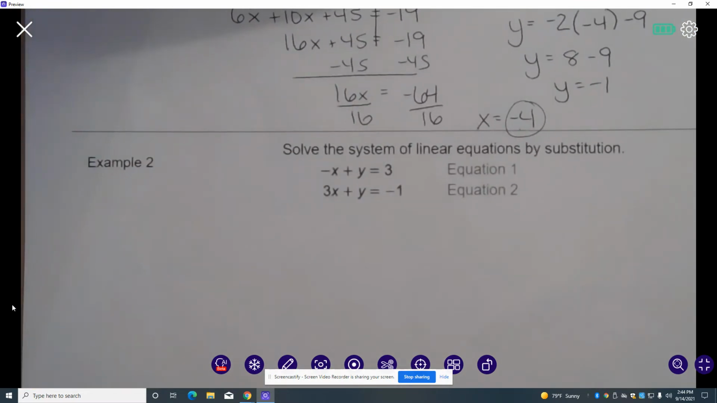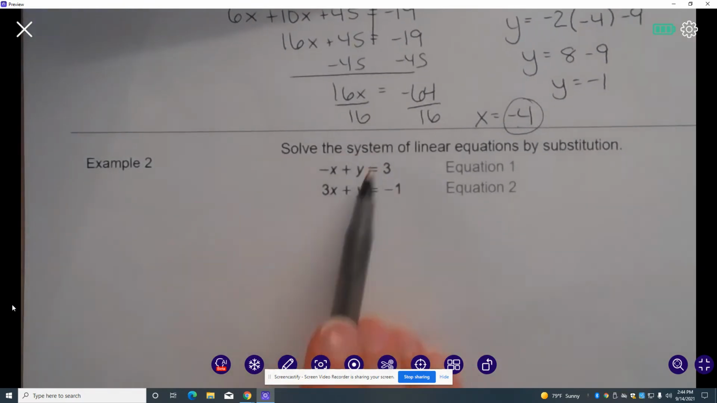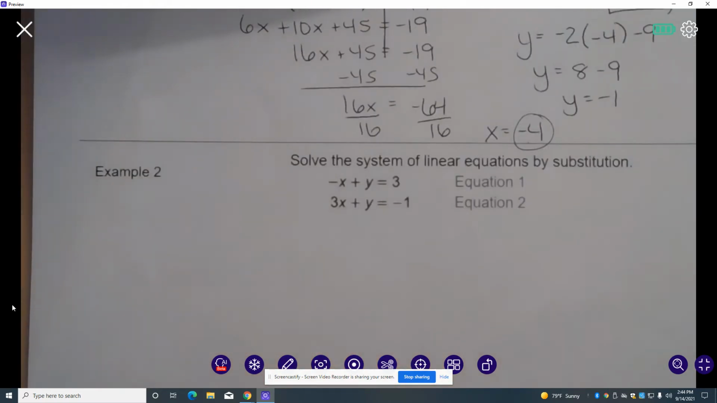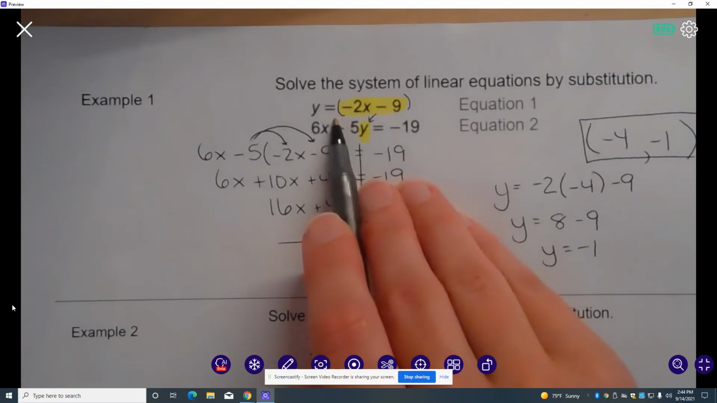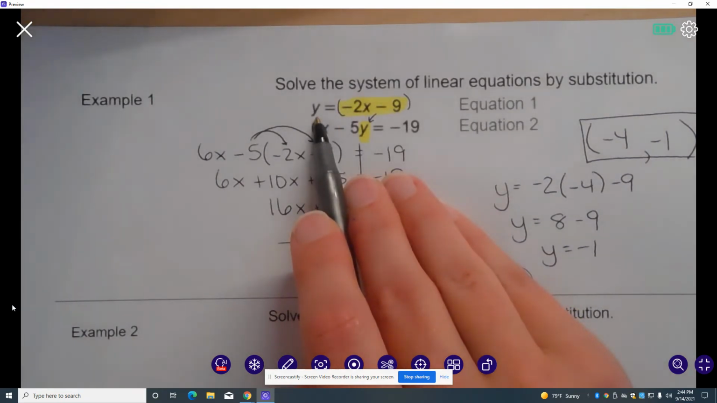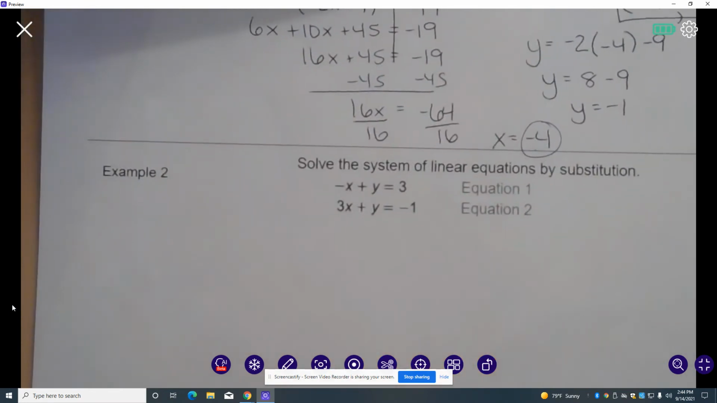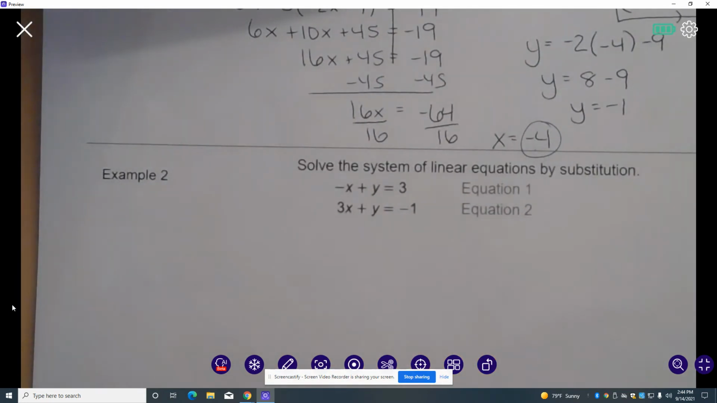In example 2, they want us to solve by substitution again. If you're looking at each equation, though, you'll notice that there's a problem. Neither of these are solved for x or y. So unlike example 1, where this was solved in terms of y, this is not the case. And so the first thing we want to do is solve one of the equations for x or y so that we can substitute it into the other equation.